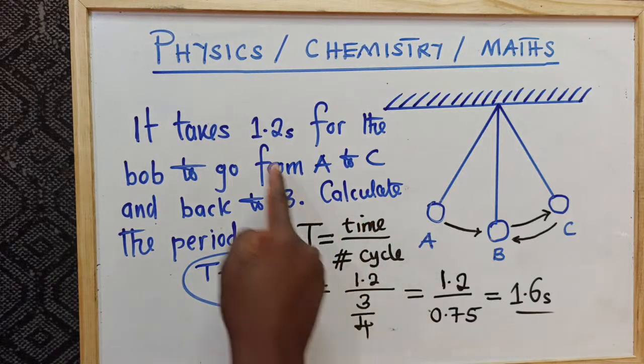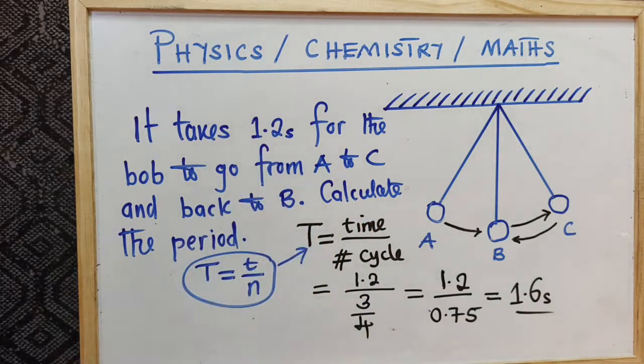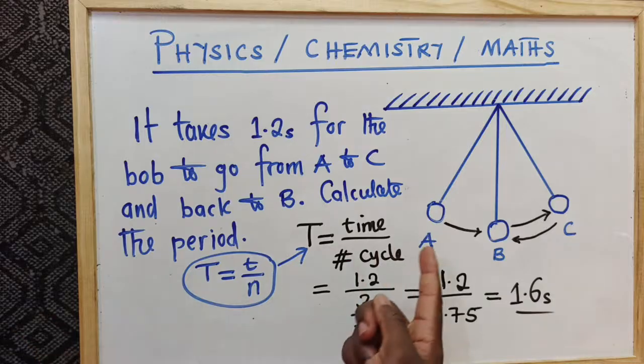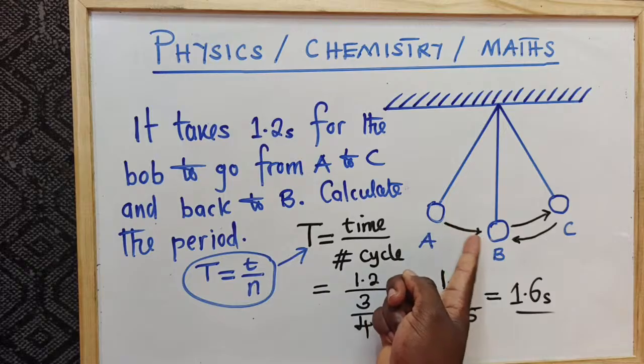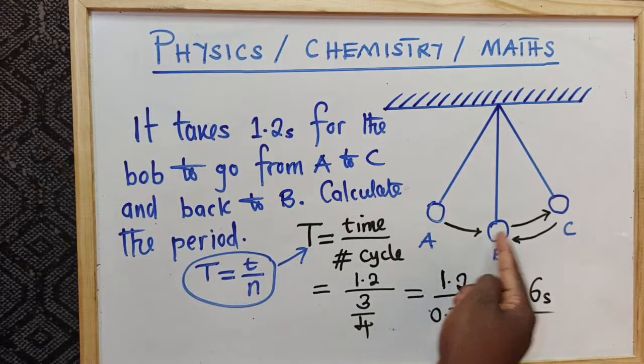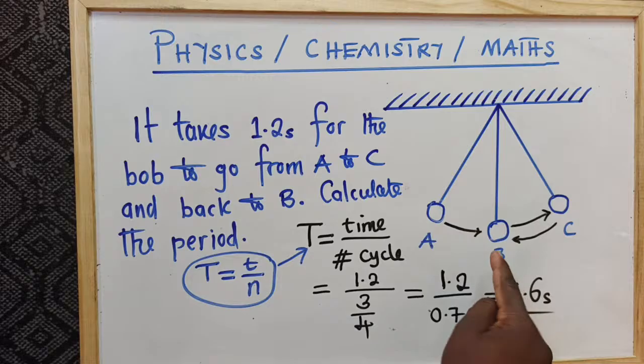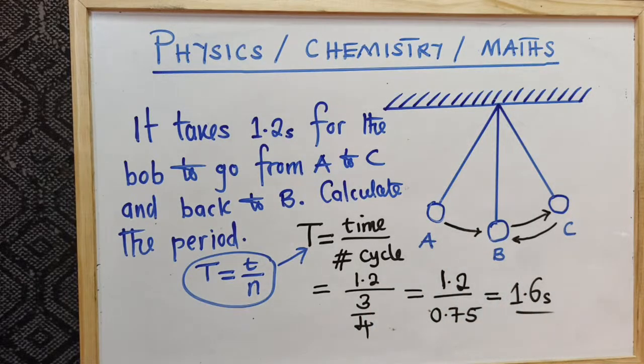And then for the time, you get the given time, which is 1.2. And then for the number of cycles, just count the spaces it has covered. So this is space 1, space 2, and 3. So it's 3/4. That's how you find this.